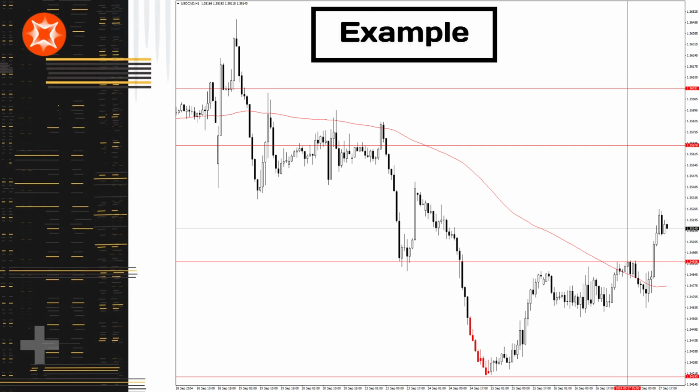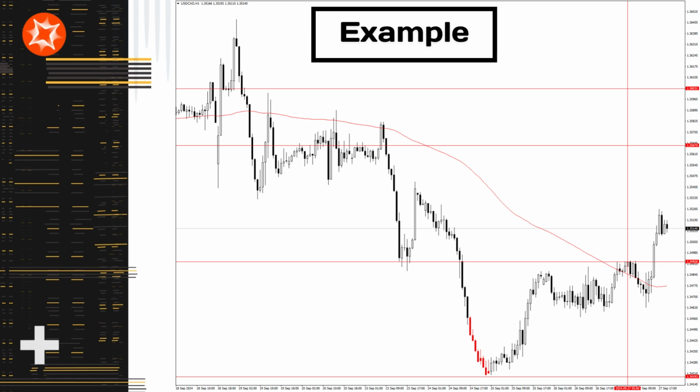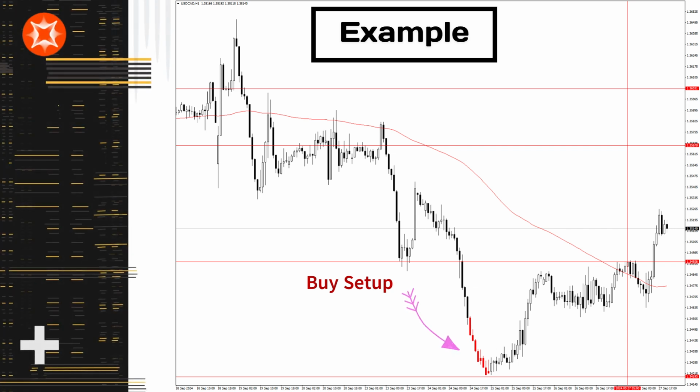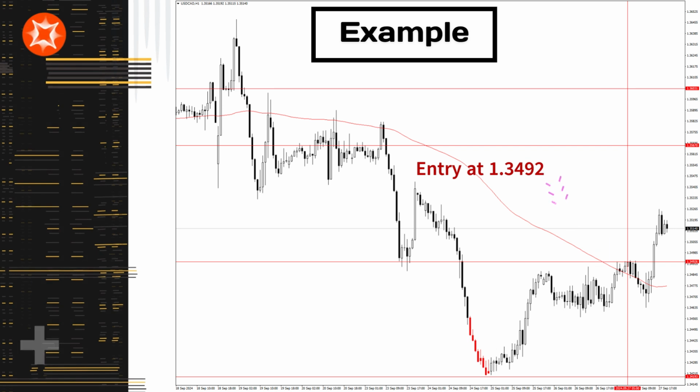Now we take an example of setup, entry, and exit on MetaTrader 4. This is the USD/CAD 1 hour chart. In this chart, you can see red bars appeared below the 100 bar moving average. This is called a buy setup. In the next few candles price went above the moving average and two candles closed above the moving average. This is our buy entry point at 1.3492. Remember, these two candles must not touch the moving average, otherwise the entry point is not valid.